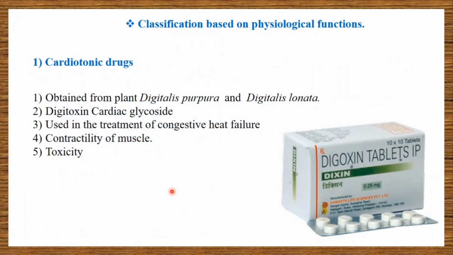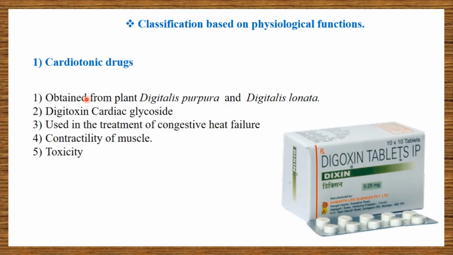The next point is the classification of cardiovascular drugs based on their physiological function. The first class is cardiotonic drugs. These cardiotonic drugs are steroidal glycosides.